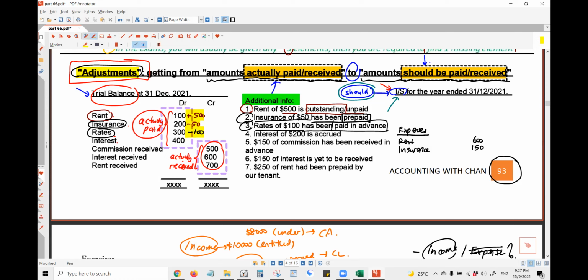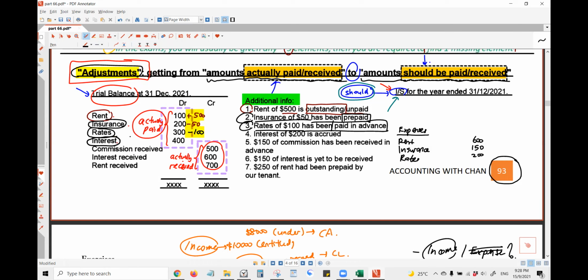So this is adjustment. The ones in yellow means adjustment. So rate 300. 300 minus 100 is 200, right? 200. Now, last one, I let you try.